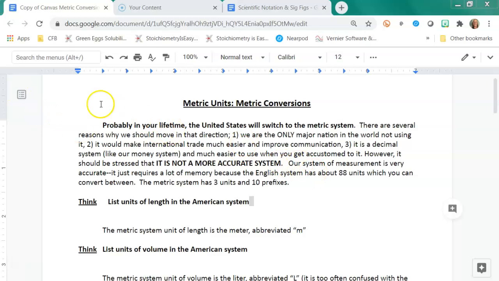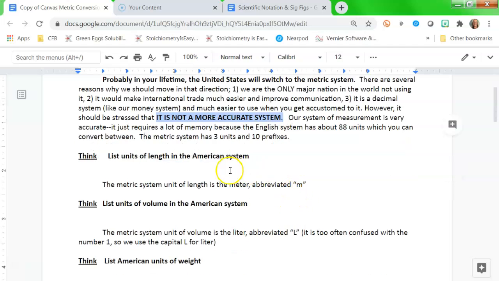First you need to know, and we've been saying this part in our lifetime, the US will switch over. I really currently don't have any hope that the US is ever going to switch over. It does make international trade much easier and improves communication if we all were on the same measurement system. But what you need to know, it's not more accurate. It's just that it's less to memorize. The American system has more to memorize.